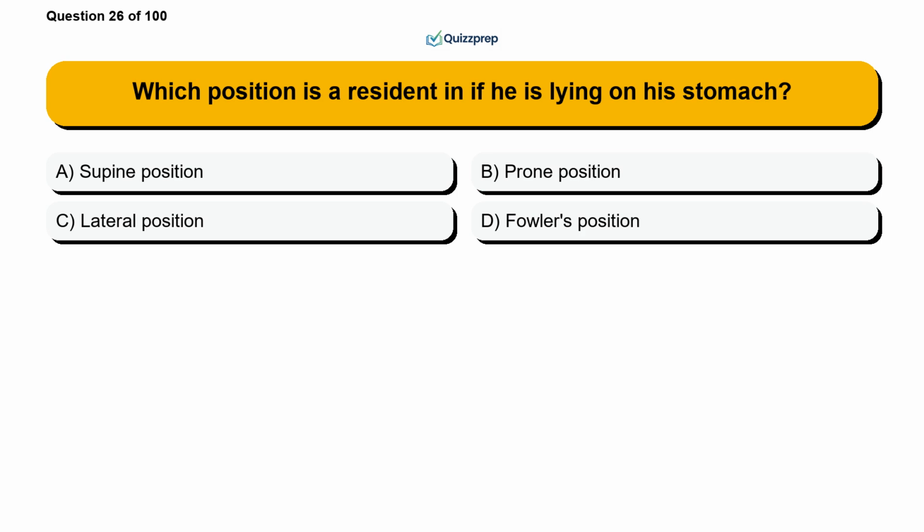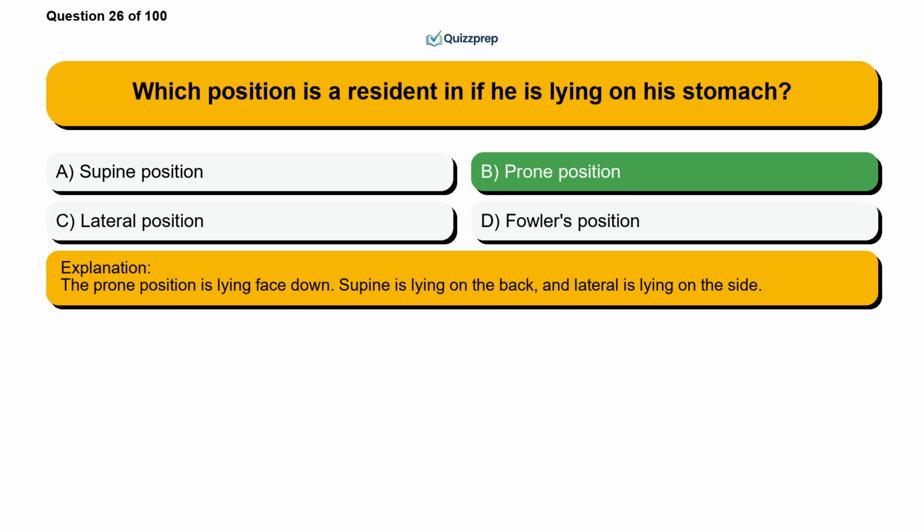Question 26. Which position is a resident in if he is lying on his stomach? Option A, supine position, option B, prone position, option C, lateral position, option D, Fowler's position. The correct answer is option B, prone position. The prone position is lying face down, supine is lying on the back, and lateral is lying on the side.